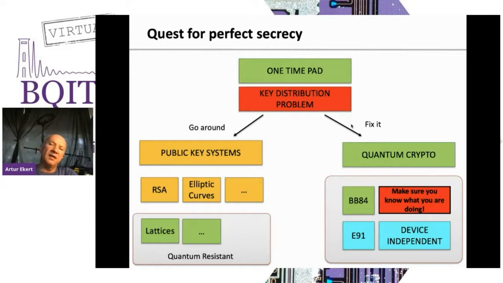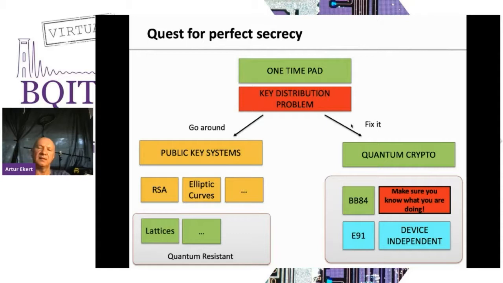That kind of crypto system, that kind of quantum key distribution, has some issues. It's mostly related to the existence of side channels. So you have to really be sure that you know what you're doing. You have to trust your devices. You have to monitor things at the hardware level.